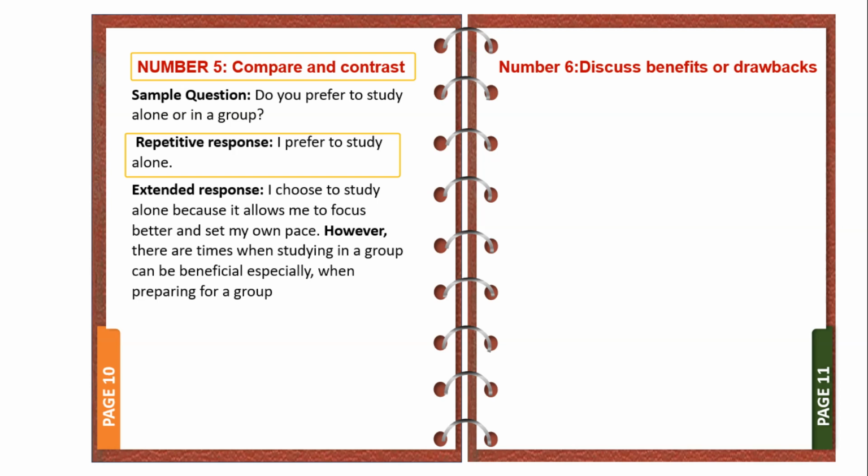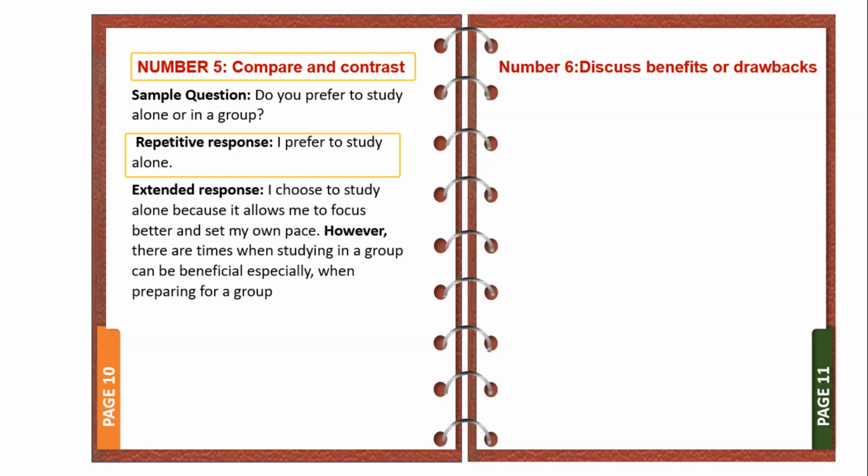So you can extend your answer by comparing these two, either studying alone or in a group. Or you can contrast them. You can start with the one that you can just contrast them. So I just gave an answer like this. I choose. So you can see that here I use something like preference. So I choose. So that is my preference.